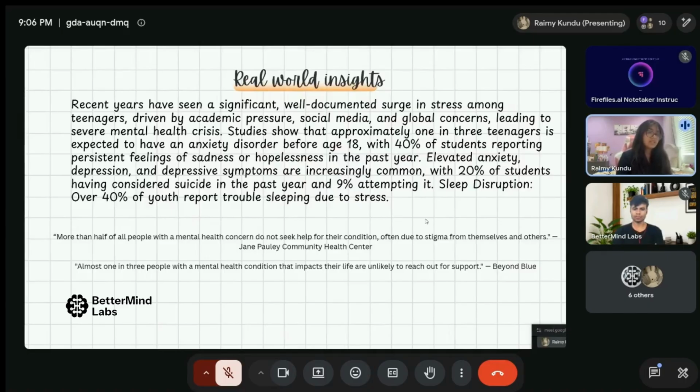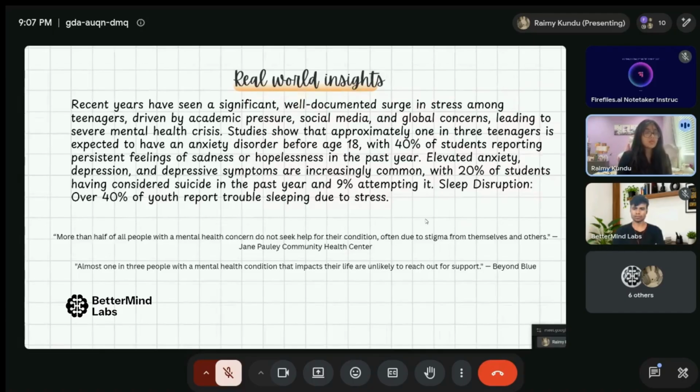So based on sleep disruption, over 40% of youth report trouble sleeping due to stress. On top of the health center evidence that we were looking at on the last slide, Jane Pauley Community Health Center states that more than half of all people with a mental health concern do not seek help for their condition, often due to stigma from themselves and others.